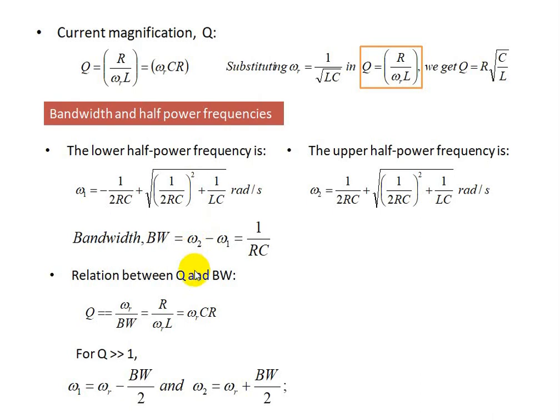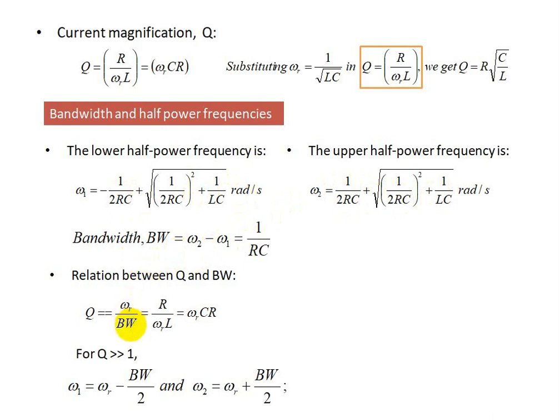So for Q very much greater than 1, this term 1 by 2RC will be very much less compared to 1 by LC. Therefore this term can be removed from omega 1 and omega 2. So in that case, omega 1 can be written as omega R minus bandwidth divided by 2. Similarly, omega 2 can be written as omega R plus bandwidth divided by 2. So here the bandwidth, omega 2 minus omega 1, is nothing but 1 by RC.